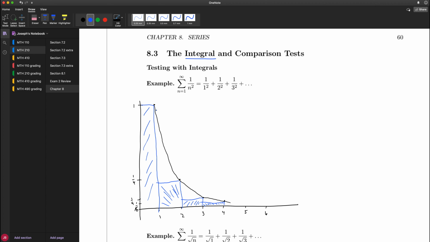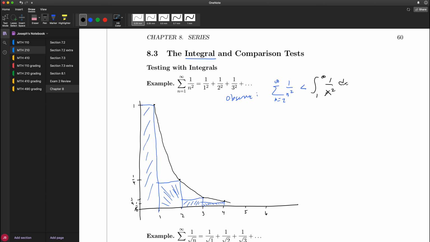And so let's observe something here. We see that if I start my sum at 2, then that is less than the area under this function. Now, this tall rectangle here we'll account for later. But every rectangle starting with the second one is under the graph of 1 over x squared. And so starting with n equals 2, that's less than the integral from 1 to infinity of 1 over x squared. And the picture kind of shows you that.